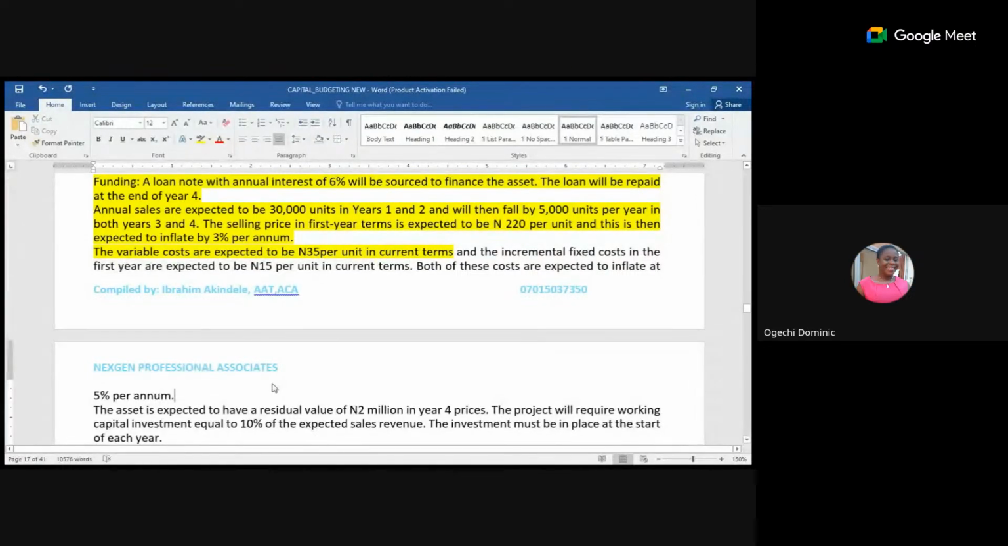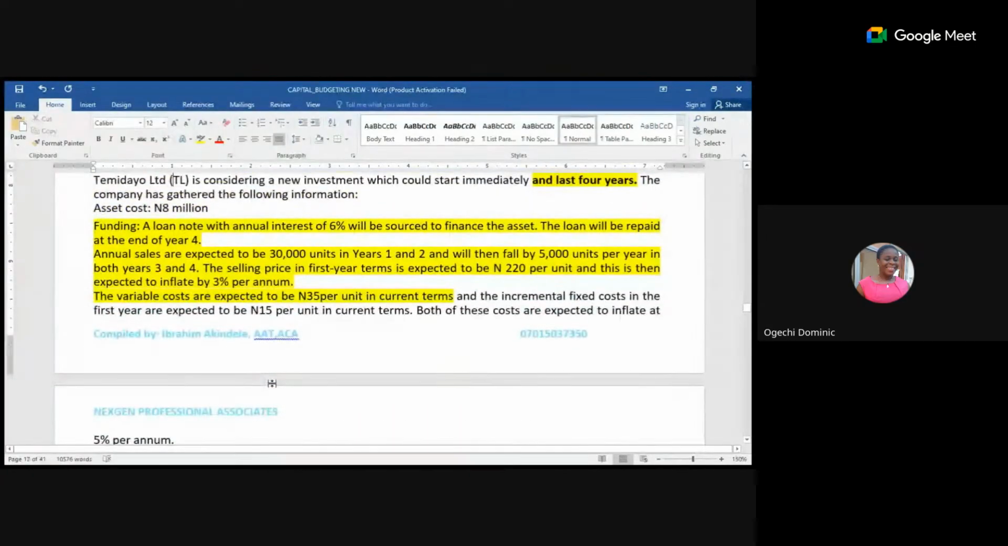The confusing part in this second one, the incremental fixed cost, is that he's saying first year and he's also adding current year. So we are now confused. Yes, sir.